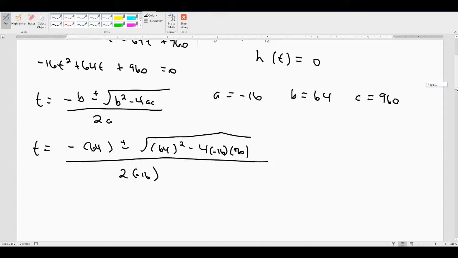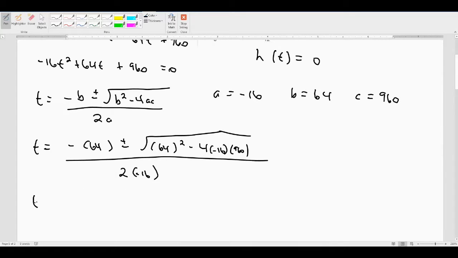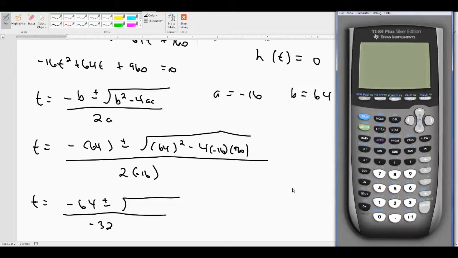Okay, ducky. Now what I'm going to do is simplify some of this, even though I'm really tempted to type it all in at once with my graphing calculator. I did the easy stuff first. That's negative 64, and 2 times negative 16 is negative 32. And then I'm going to take out my graphing calculator and type in the bottom. Might as well use parentheses. Doesn't hurt anything. It's safer.